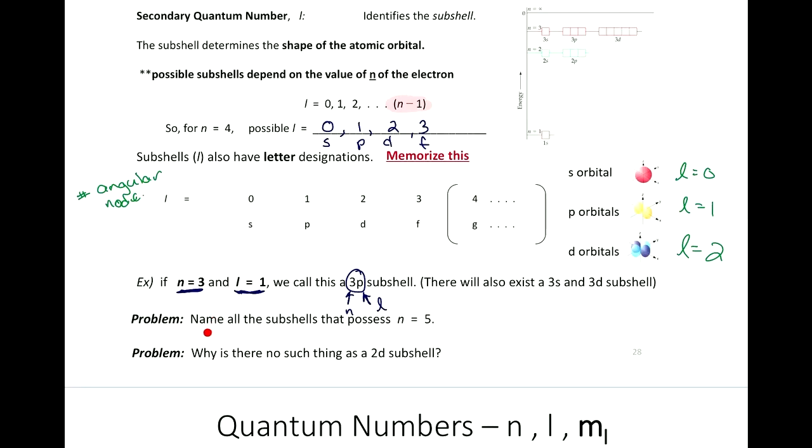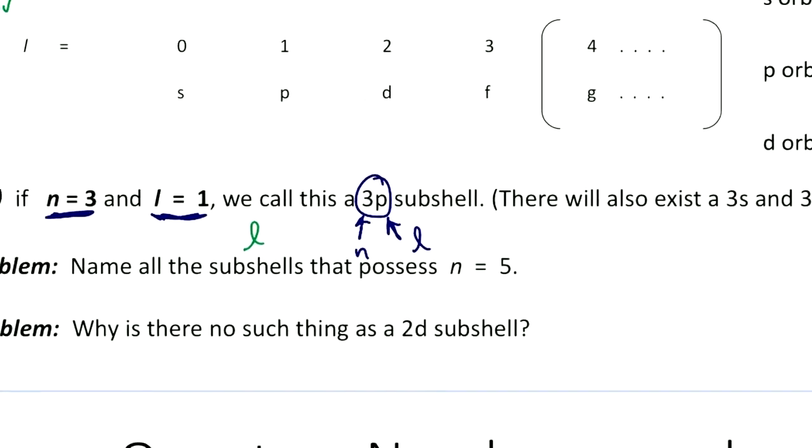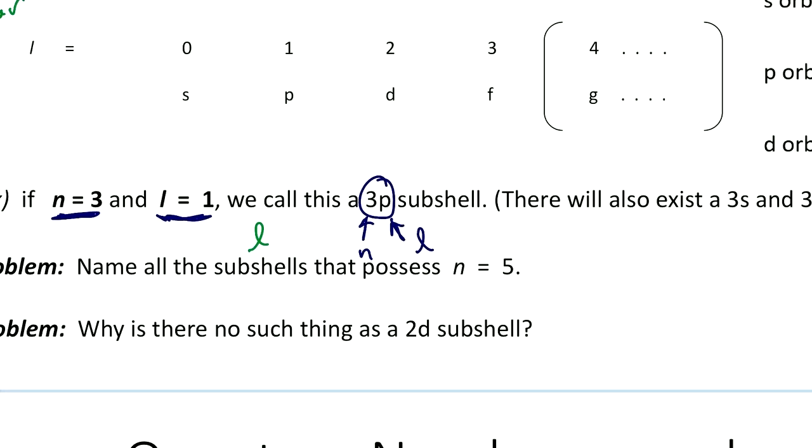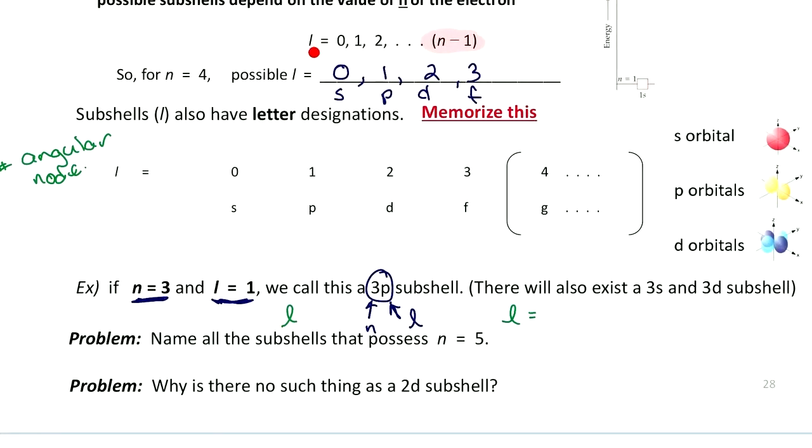So let's do a couple examples here. Let's name all the subshells. This means the L quantum numbers that an n equals 5 electron can possess. So the idea here is, we're in n equals 5, that's our energy level. Let's think of all the possible L values we can have when n equals 5. The rule is up here: all of our possible L's are all the numbers between 0 and n minus 1. So the possible L's will be 0, 1, 2, 3, and then 4, and that's it.